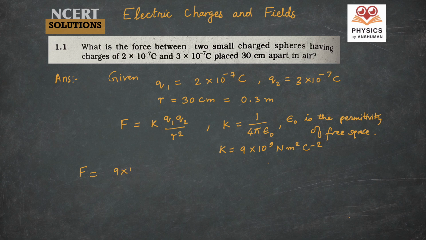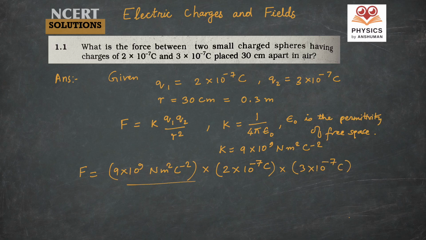is 9 × 10^9 newton meter square per coulomb square multiplied by charge 1, that is 2 × 10^-7, and another charge is 3 × 10^-7 coulomb, and that is divided by 0.3 square, that is the distance square.